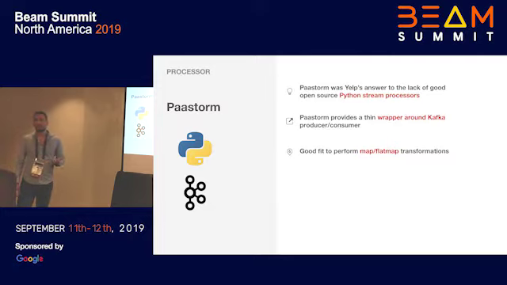we introduced a framework called Paastorm. That was really for us the answer to the lack of a good open source Python framework. And what Paastorm really is, is a thin wrapper around Kafka producer and consumer. It can encapsulate some best practices. There is quite a bit of boilerplate code that you need to implement a proper Kafka consumer and producer. This was just abstracting all of that away, and it was also integrating with the serialization and deserialization and the schema registry we have.